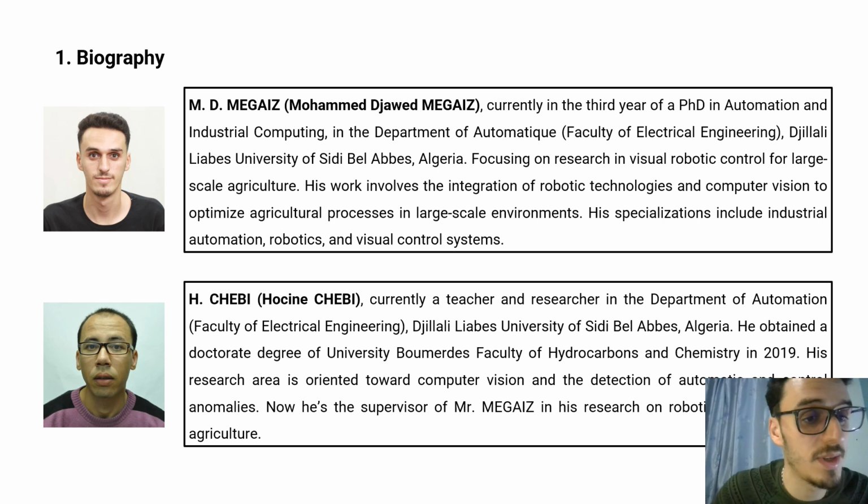So let me first introduce myself. I am Mohammed Djawed, currently in the third year of a PhD in automation and industrial computing, focusing on visual robotic control for large-scale agriculture. And this is my supervisor, Hussein Shabi. He is a teacher and researcher in the Department of Automation at Jalal University, Sidi Bel Abbas, Algeria.